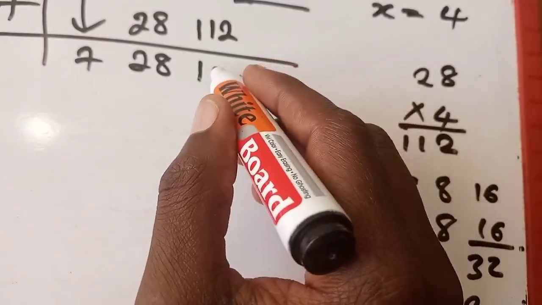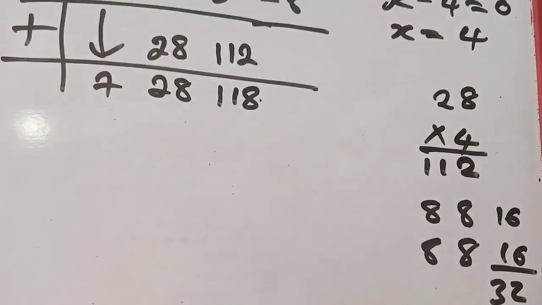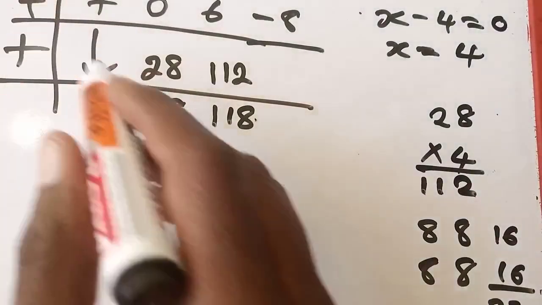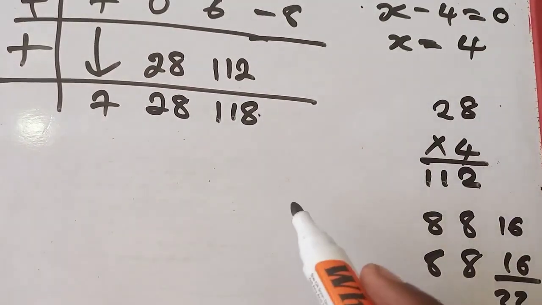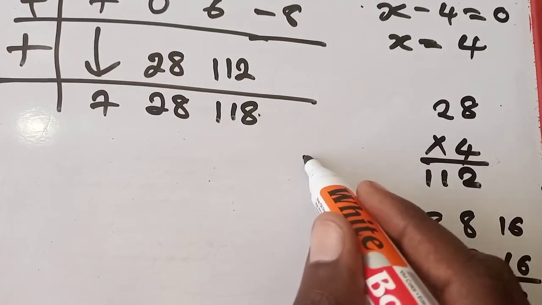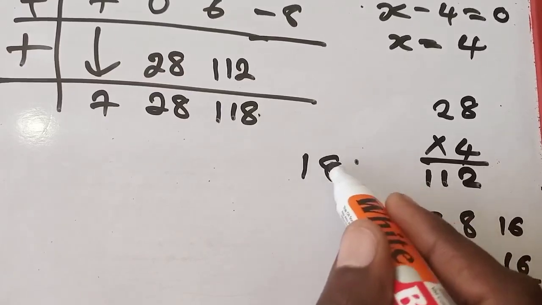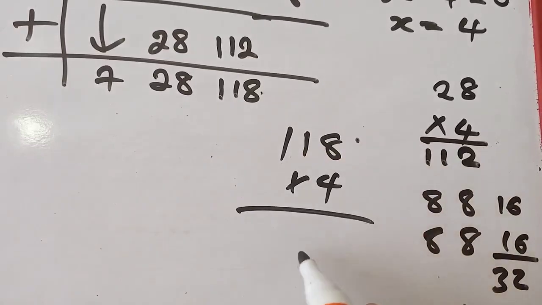It's actually here. So that is 118, like that. So 4 times 118, you do the same thing. You make sure that you calculate very well. So 4 times 118, so this is 118 times 4, like that.